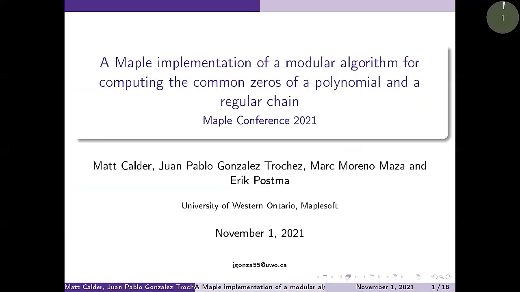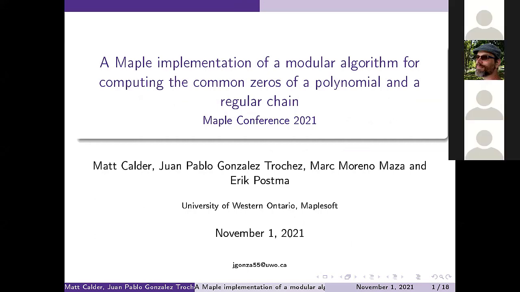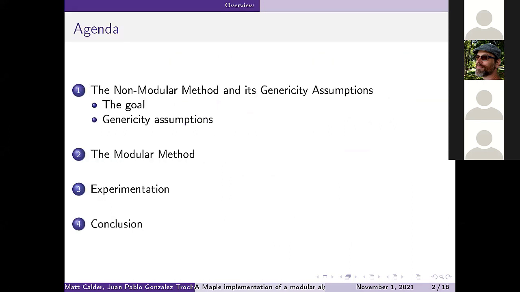Good morning. My name is Juan Pablo Gonzalez Trochez, and I'm going to present a Maple implementation of a modular algorithm for computing the common zeros of a polynomial and a regular chain. This is a joint work with Matt Calder, Professor Marc Moreno Maza, and Eric Postma. The agenda for today: first, I'm going to explain the non-modular approach. Then I will explain a modular approach for solving our problem, then experimentations, and finally some conclusions.